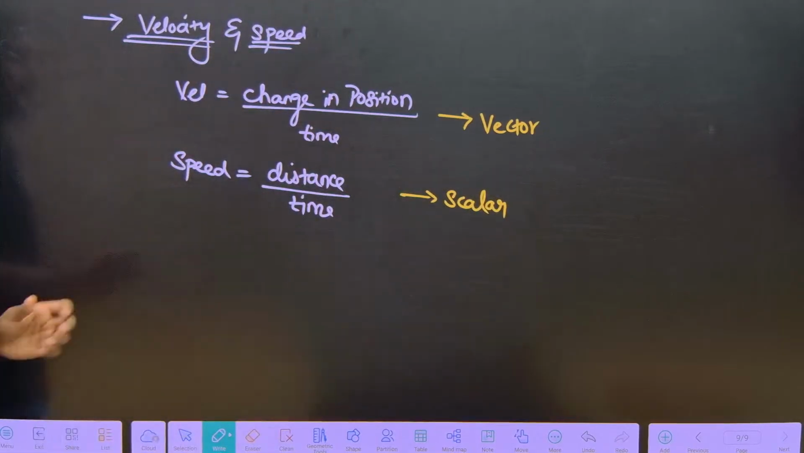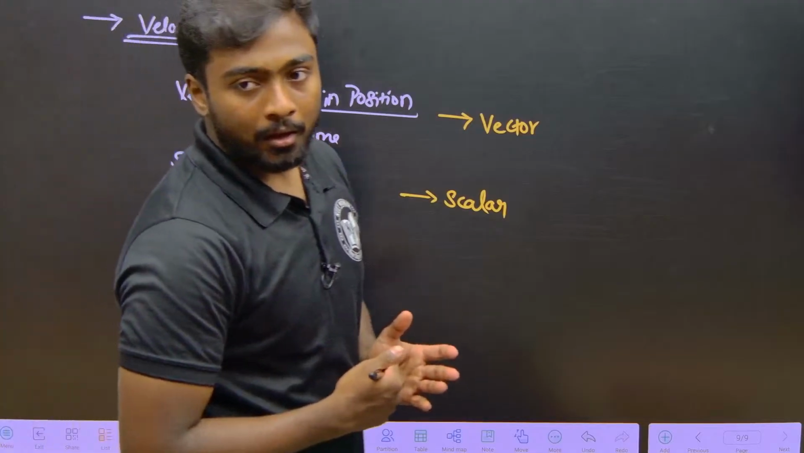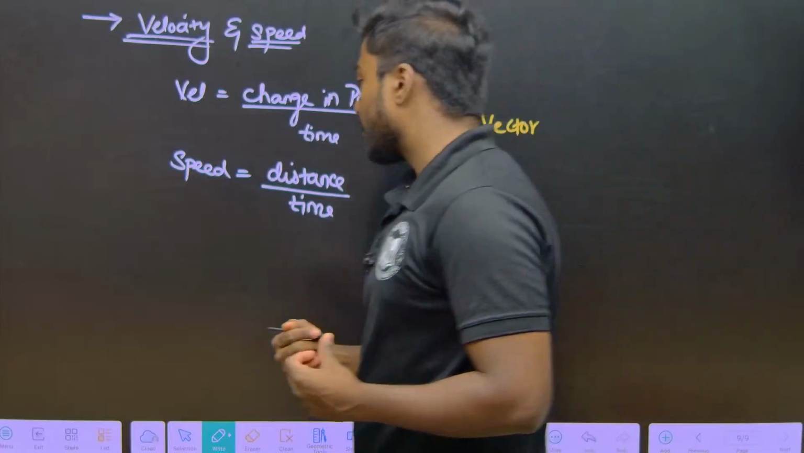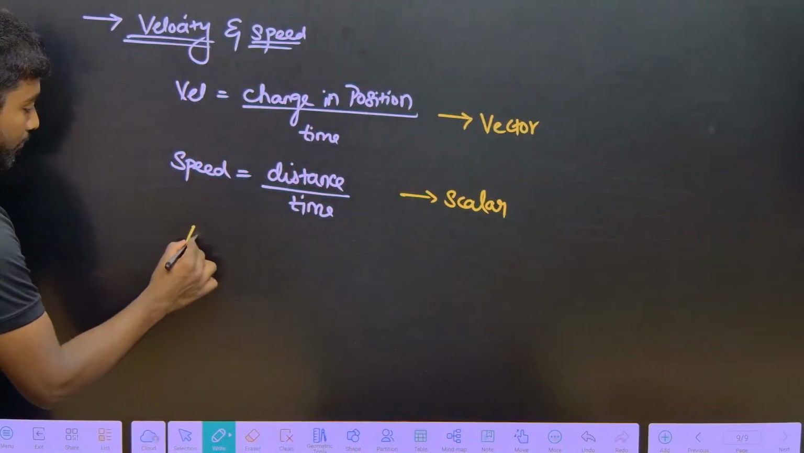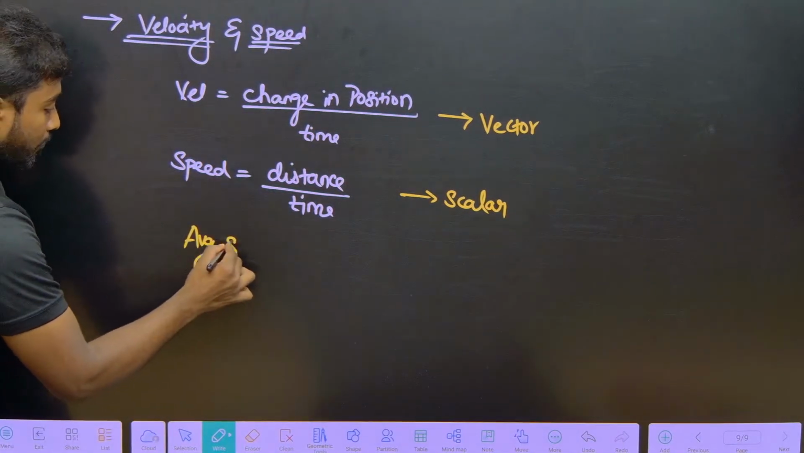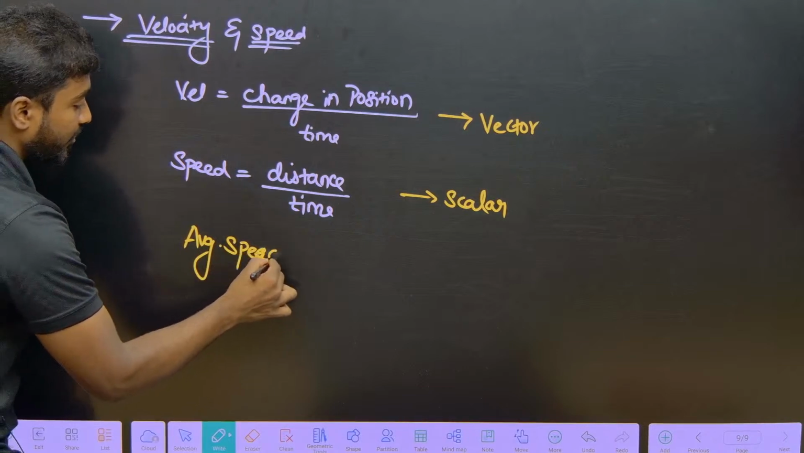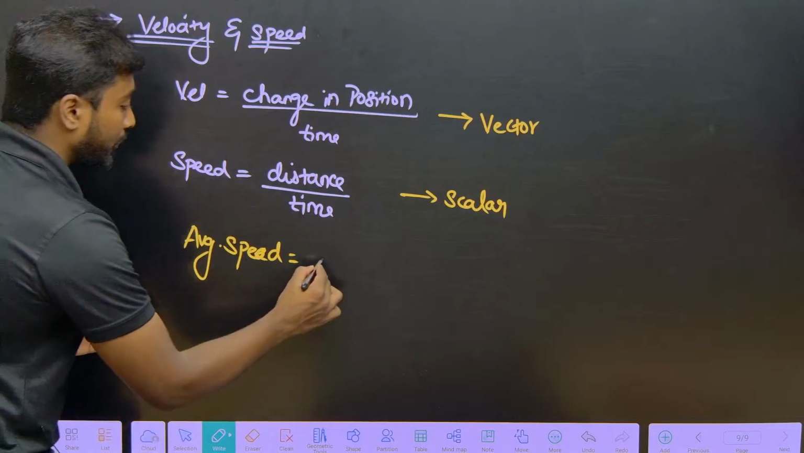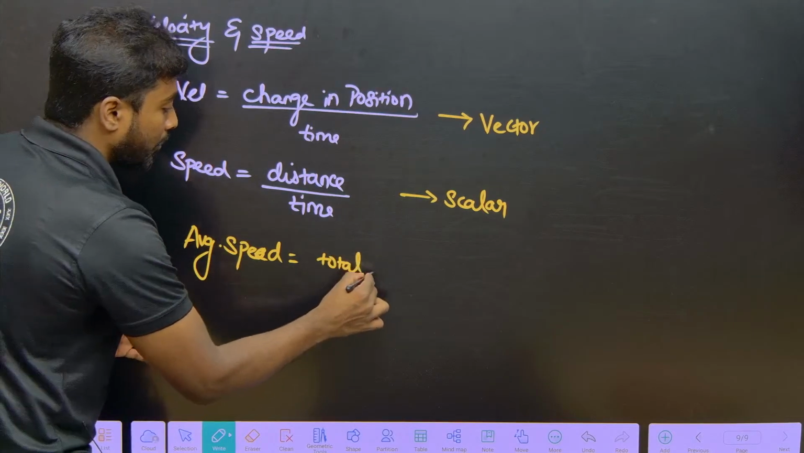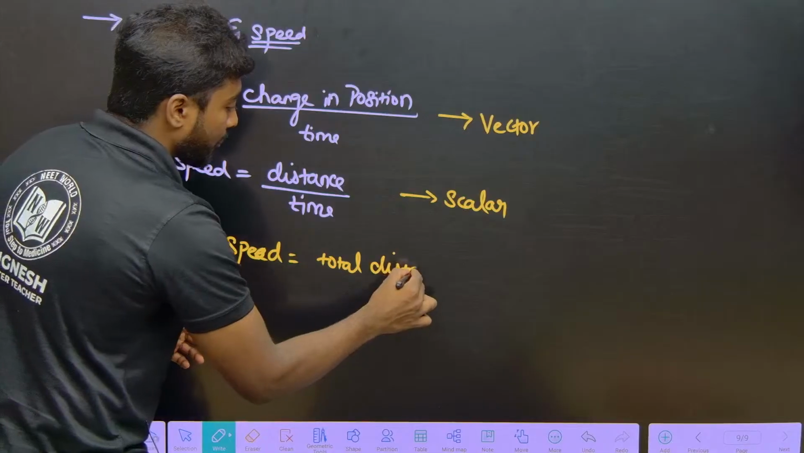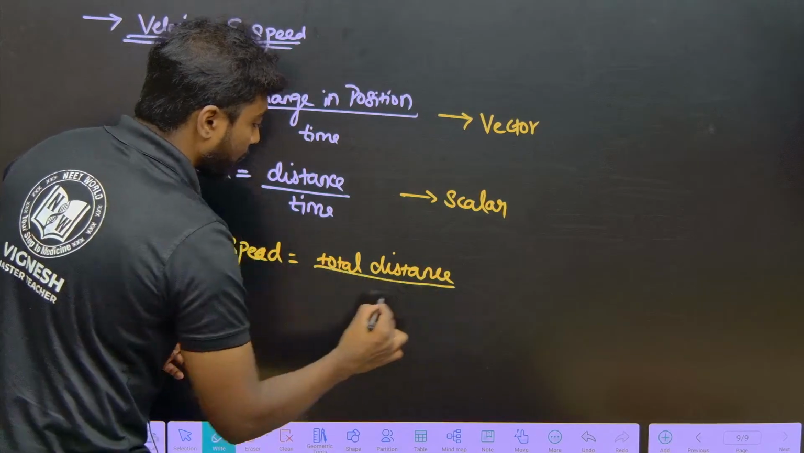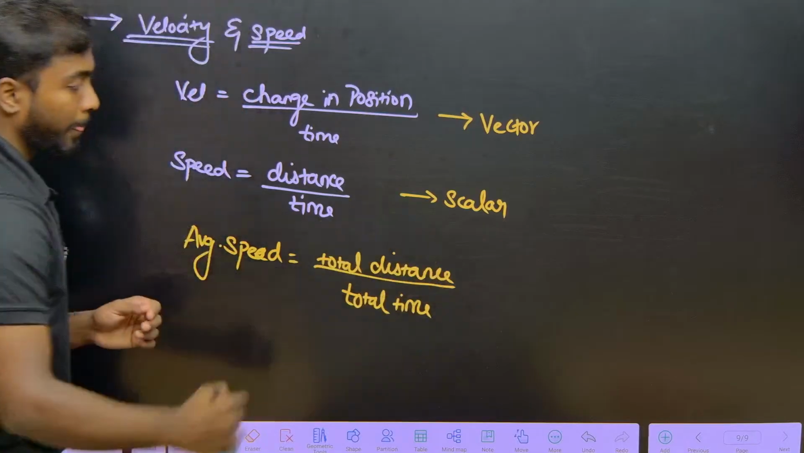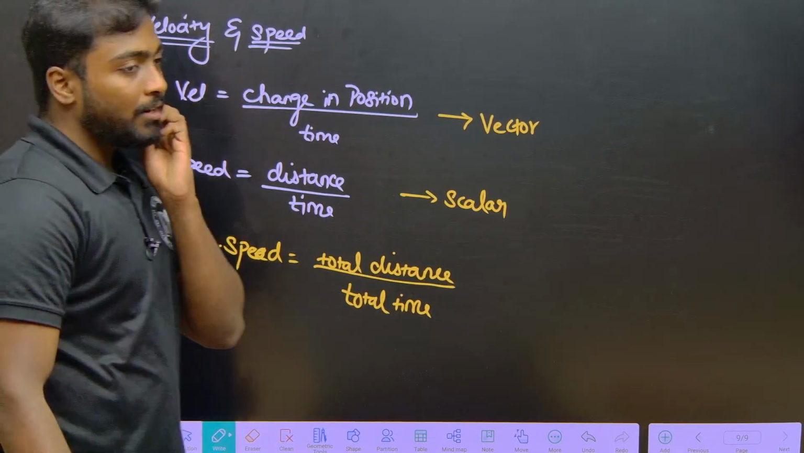Okay, so average speed means total distance travelled by total time taken. Average, in the sense I am taking everything and dividing by the total number. So total distance by total time. Okay, this is about speed.